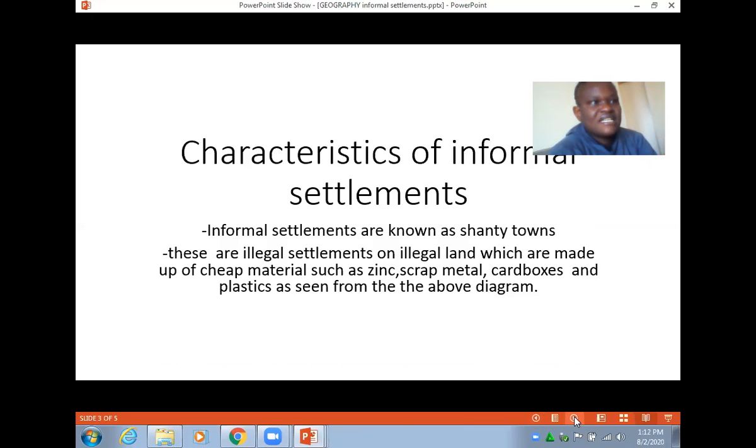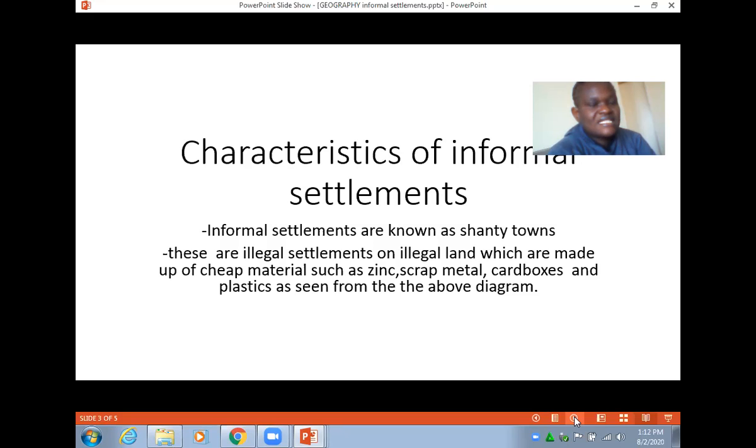Now, what are the characteristics? As I said, they are informal settlements. They can also be called shanty towns. They can also be called squatter settlements. They occur when we have too many people in the urban areas, to the extent that there's shortage of housing for some people who are living within those areas.